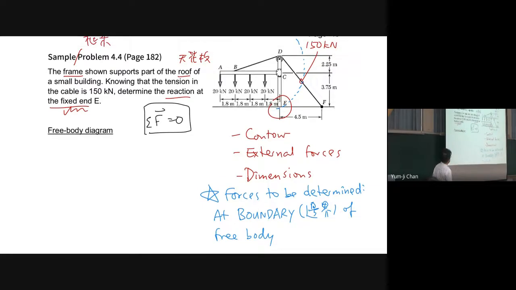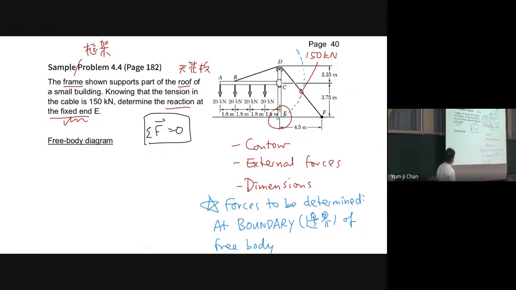Okay, so in here, for the forces to be determined, because we need to determine these forces at E, they need to be at the boundary of the free body. And because this 150 kilonewton is also an external force, it needs to be at the boundary of the free body too.